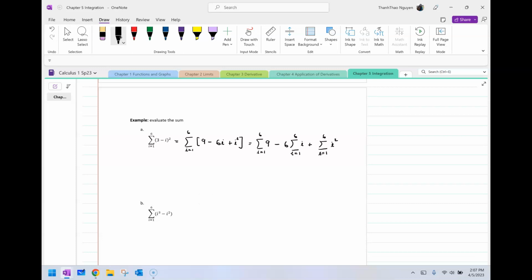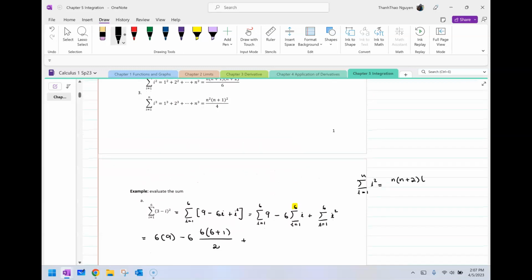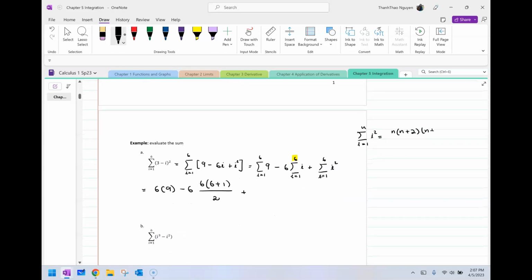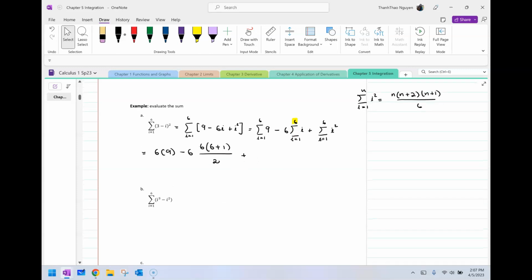Well, the sum of the first one is just 6 times 9. The second one, I have negative 6. Now note that here n equals 6. So for the second term, I'm looking at 6 times 6 plus 1 divided by 2. Next one, this is i squared, so the sum of i from 1 to n of i squared equals n times n plus 1 times 2n plus 1 divided by 6. So this is 6 times 6 plus 1 times 2 times 6 plus 1 divided by 6.